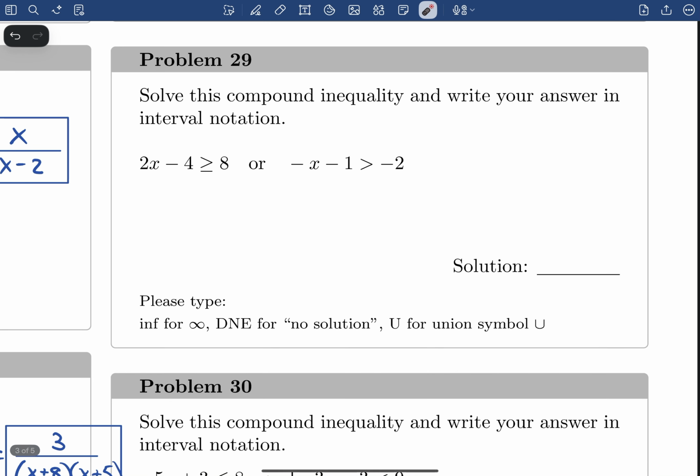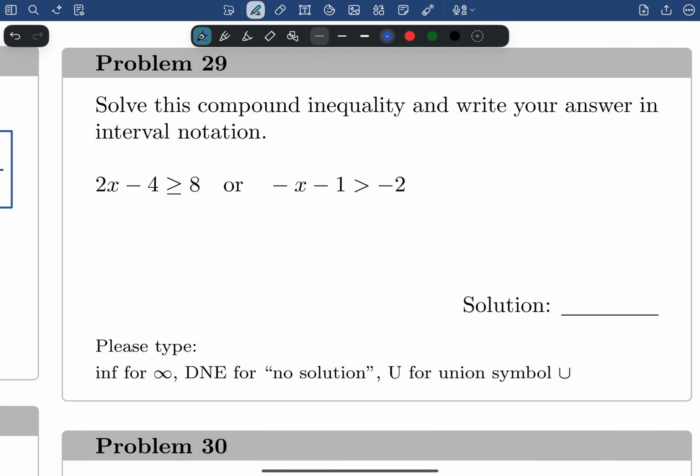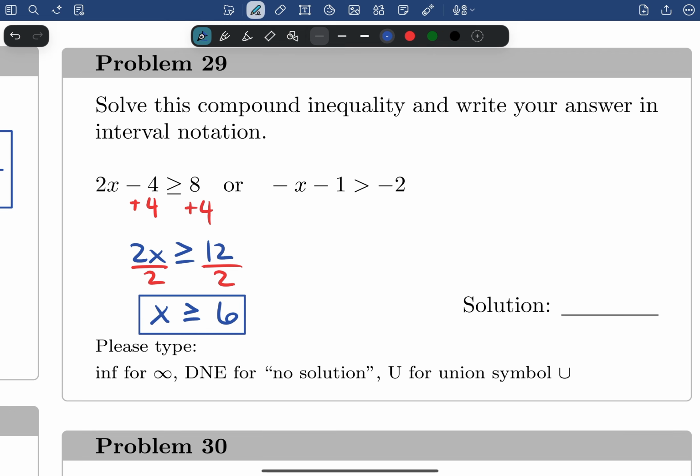Here I go. Let's solve the first inequality for the variable x. I'm going to add 4 from left to right. I get 2x is greater than or equal to 12. I'm now going to divide by 2. I didn't multiply or divide across the inequality by a negative number, so my inequality never flipped directions, and 12 divided by 2 is 6.